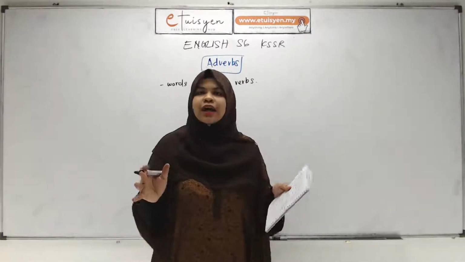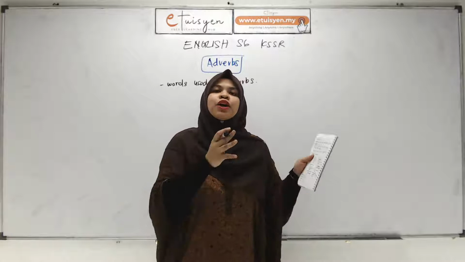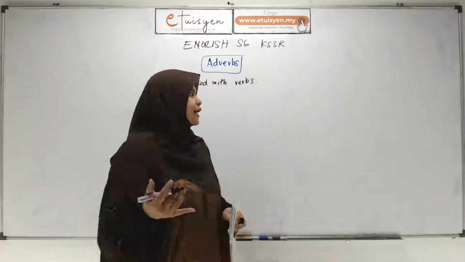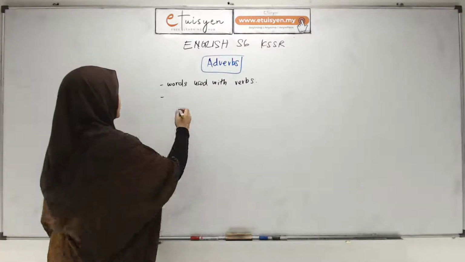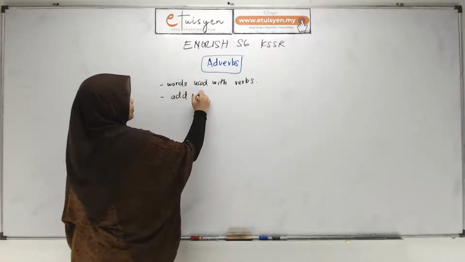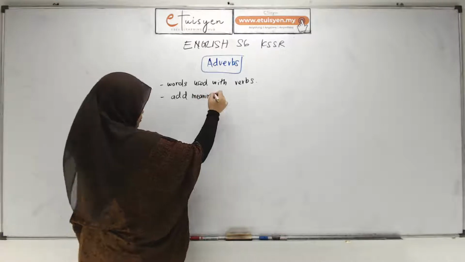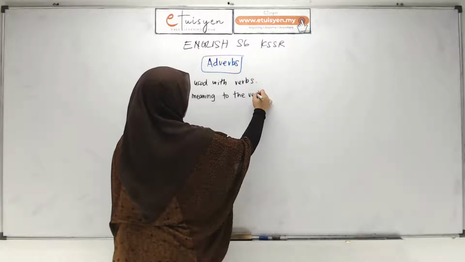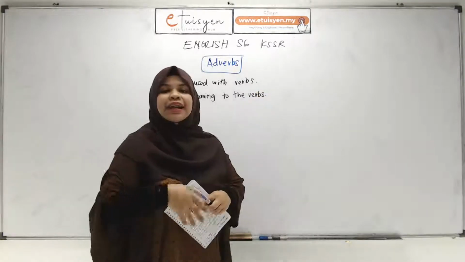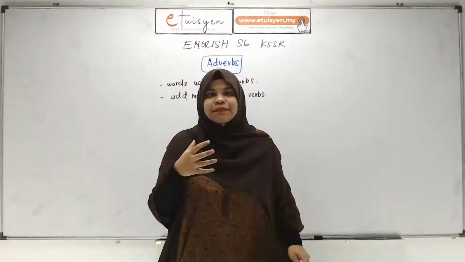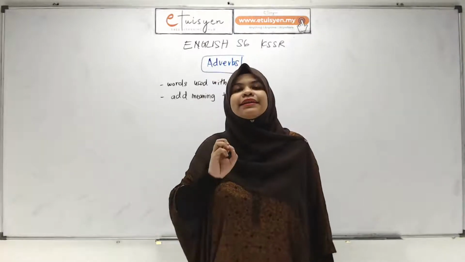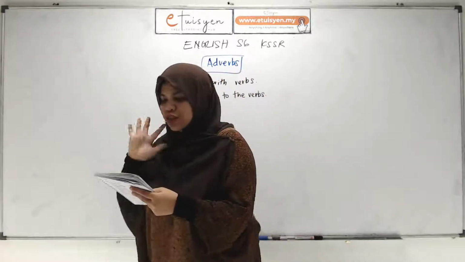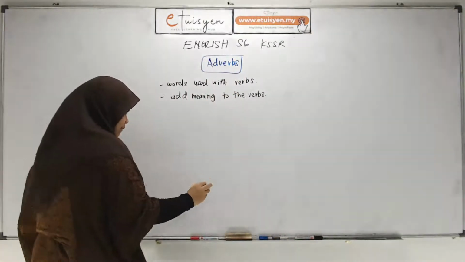Okay, dia tak boleh seorang-seorang, adverb tak boleh. You kena pair it with a verb. Kena ada verb, baru boleh pakai adverb. And then adverb ni dia add meaning to the verb. Okay, maksudnya dia macam diterangkan, dia describe your verb. Alright, so yang ni contoh-contohnya.